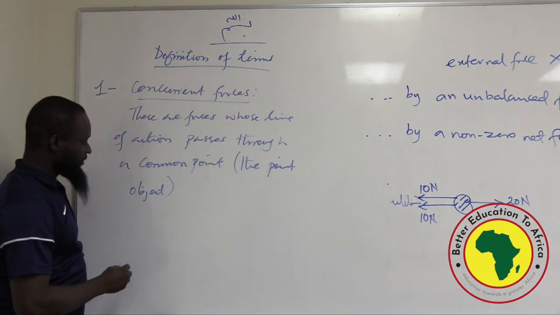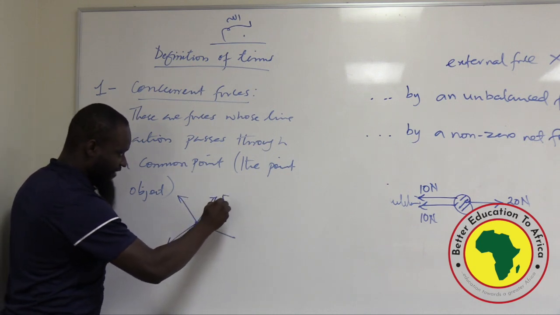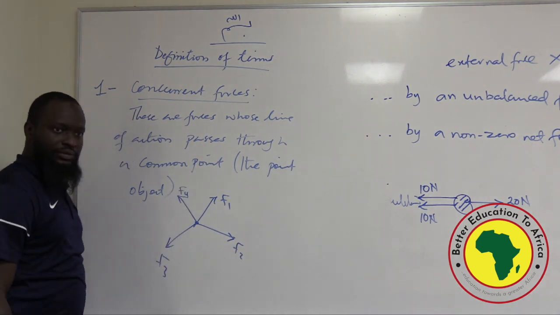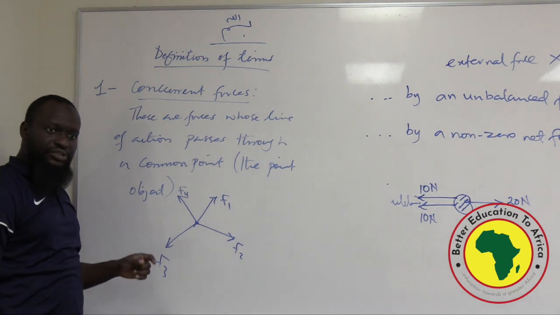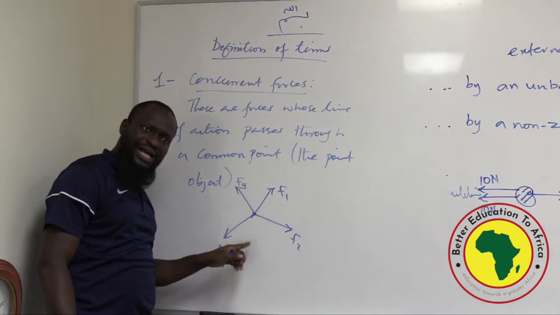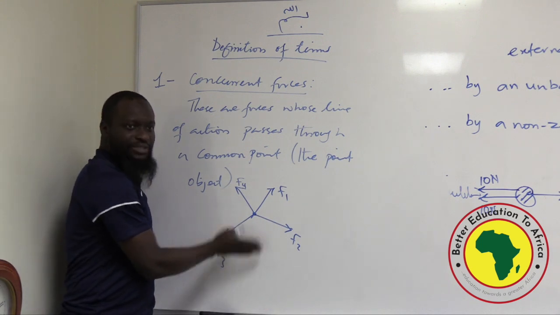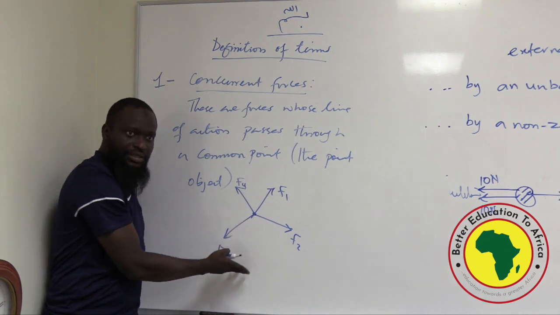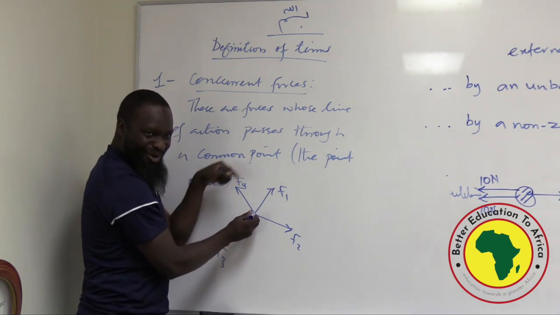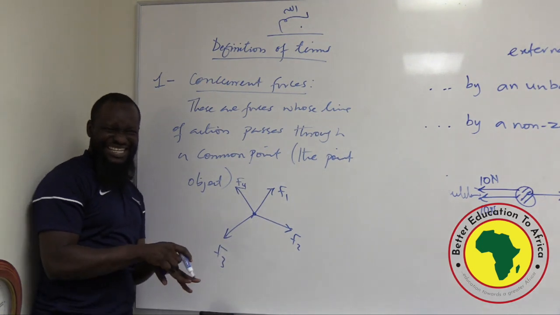Okay, concurrent forces. So they are forces that pass through a common point, like that. So I have F1, F2, F3, F4. Coplanar forces are forces that are parallel to the same plane. You can have concurrent forces that are at the same time coplanar. Like if these forces act on the plane of the board, the way I drew them, they are also coplanar. But if another force is coming from outside here, even if it passes the same point, they are no longer coplanar because they come from different planes. You understand now?